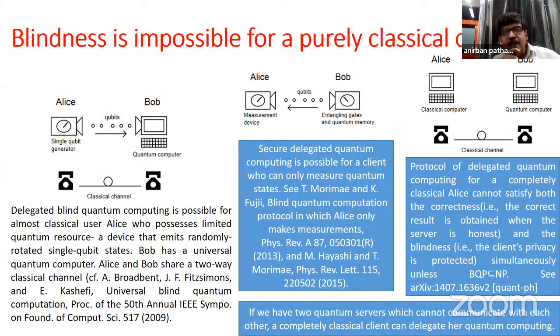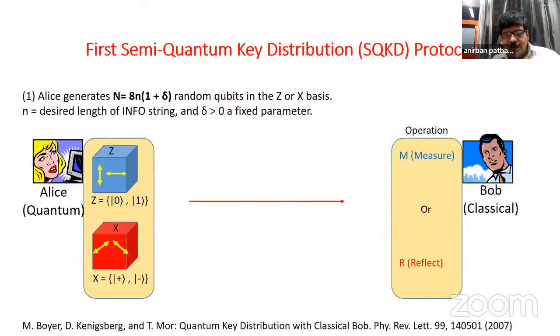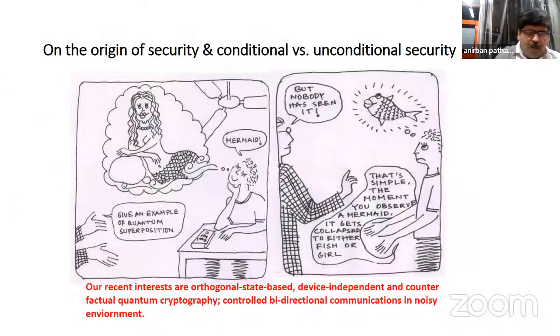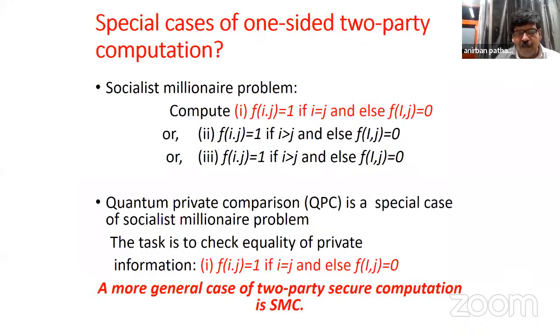Now, can the classical user have some access? The answer is yes. There is a big question about doing blind quantum computing. I guess I'll not tell all these things. I just tell you that there is something called semi-quantum, where some of the users can be classical and still the security can be given. So instead of telling more, I'll show you a bit of the lab.